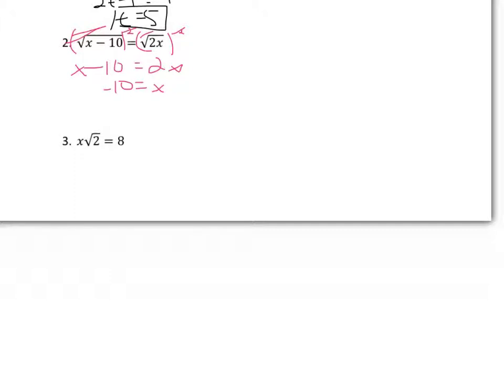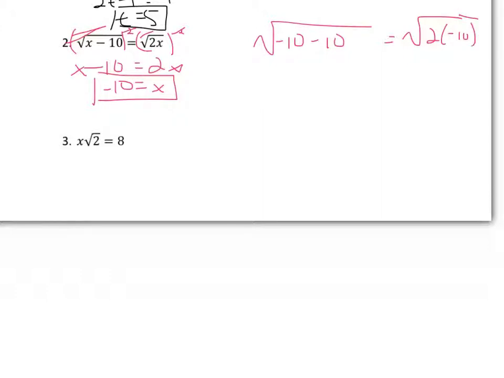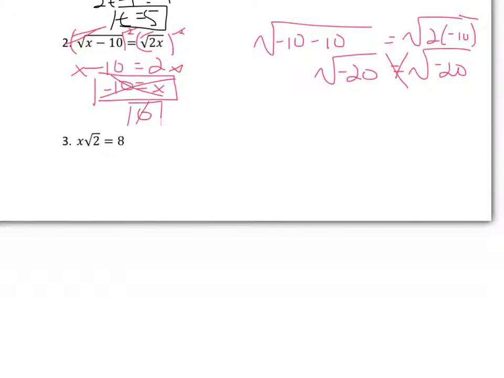But make sure you plug it back in and make sure you get the exact same thing on both sides to make sure this isn't an extraneous root. So we've got the square root of negative 10 minus 10 equals the square root of 2 times negative 10. So we've got square root of negative 20 on this side equals the square root of negative 20 on this side. Now we know that we can't take the square root of a negative number yet, so this is actually not going to work out. So this is an extraneous root, and the answer is no solution.